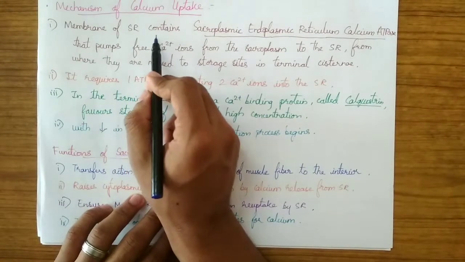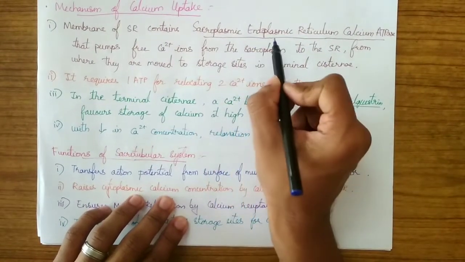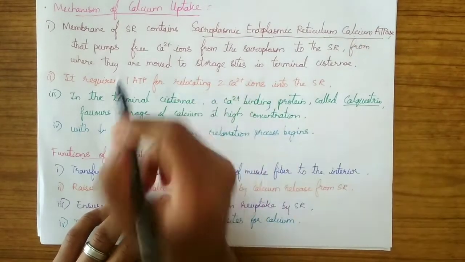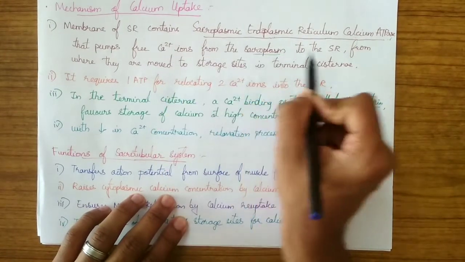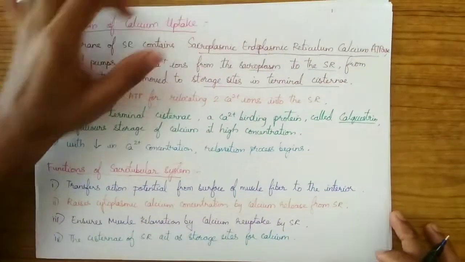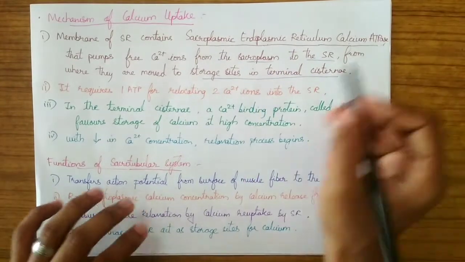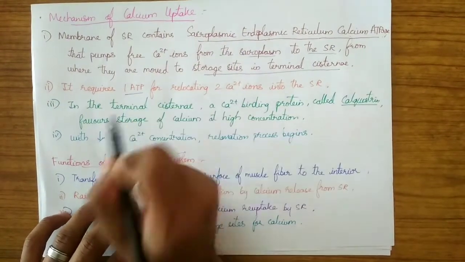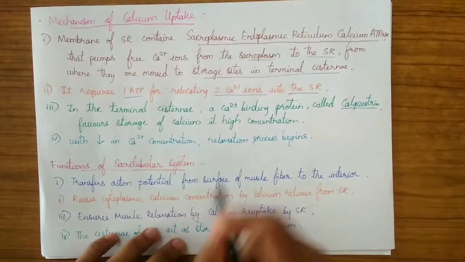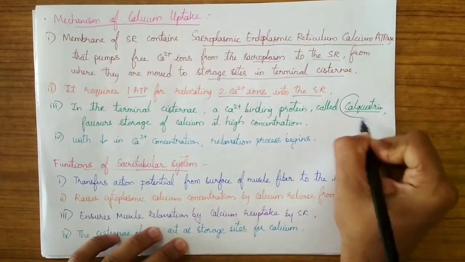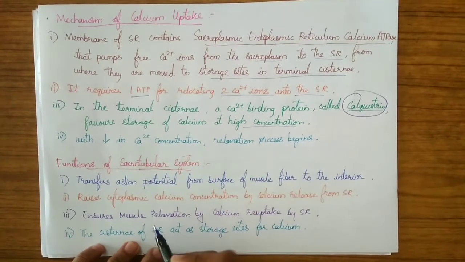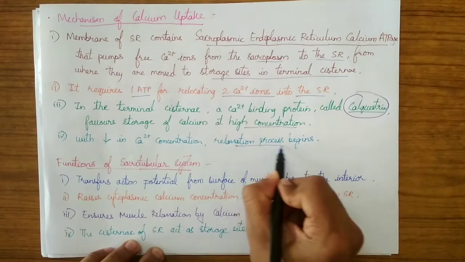So now let's talk about the mechanism of calcium uptake. The membrane of the SR, or sarcoplasmic reticulum, contains sarcoplasmic endoplasmic reticulum calcium ATPase. This is the main calcium ATPase that pumps free calcium ions from the sarcoplasm into the sarcoplasmic reticulum, from where they are moved to the storage site in the terminal system. So the calcium is taken up from the sarcoplasm. There is a requirement of 1 ATP for relocating 2 calcium ions into the sarcoplasmic reticulum. In the terminal cisternae, there is a calcium binding protein also known as calsequestrin. These calsequestrins favor storage of calcium at higher concentration. With a decrease in the calcium concentration, the relaxation process begins.